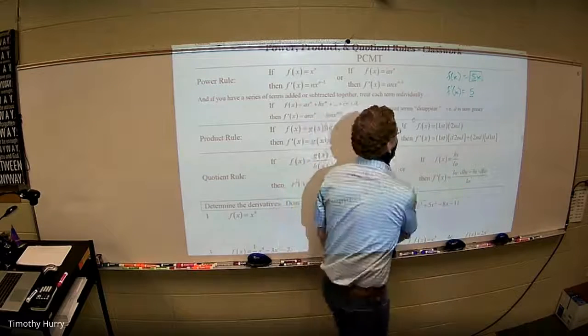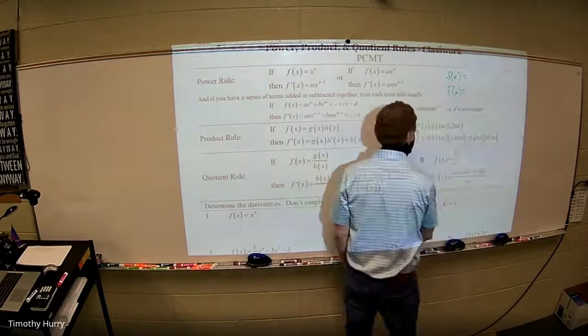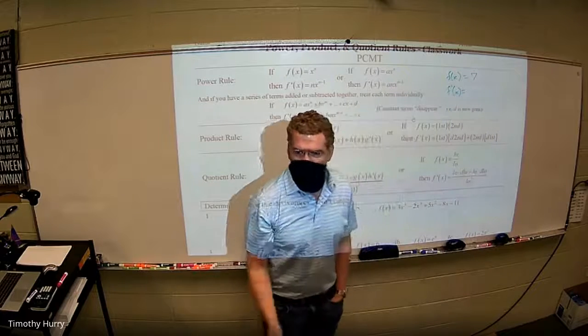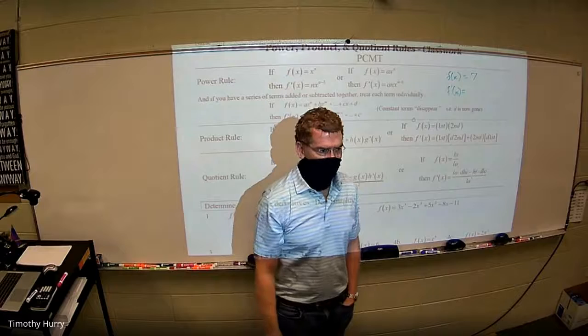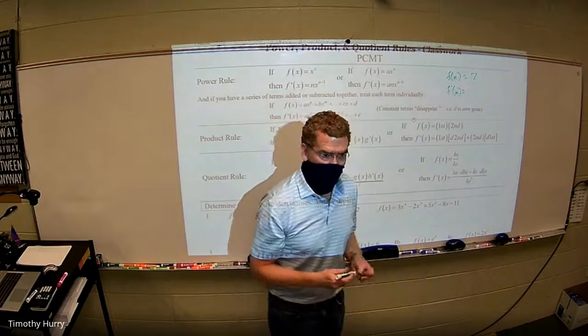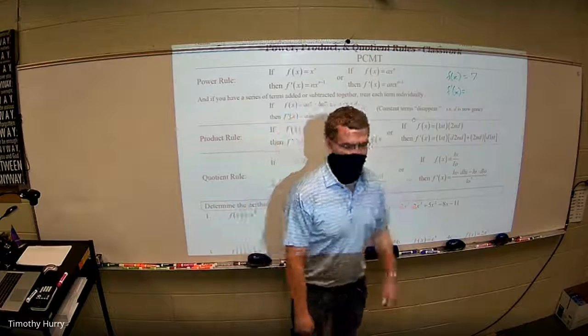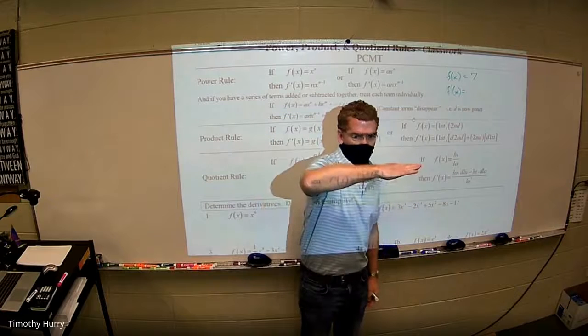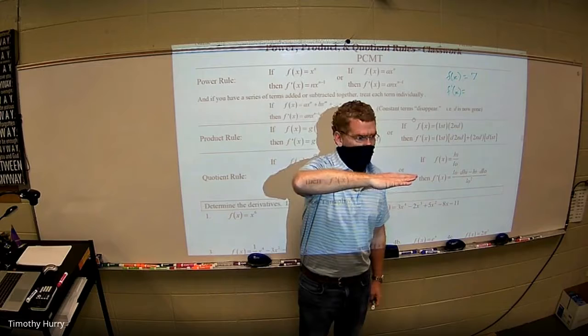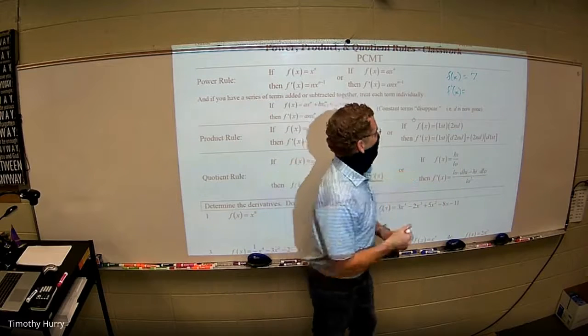Now with that in mind, what if you see something like just a constant? What do you think the derivative of a constant is? Well, guess what? A constant is also a linear term. How do you graph y equals 7? It's a horizontal line, right? What's the slope of a horizontal line? 0. So the slope of that is 0.